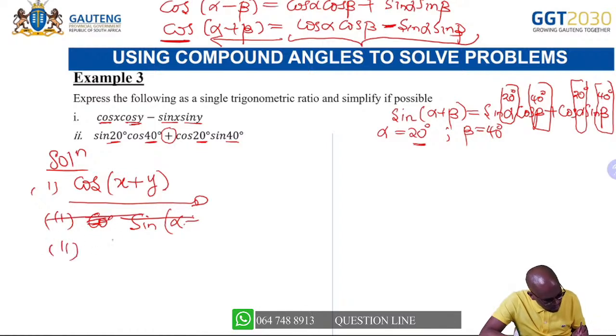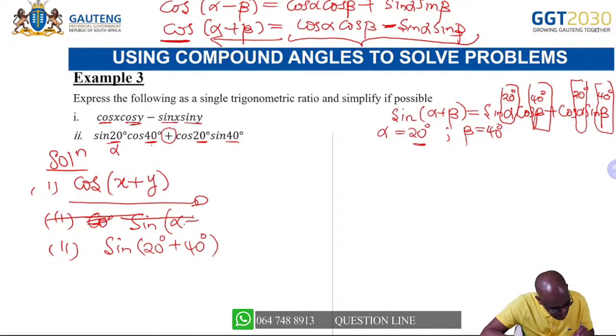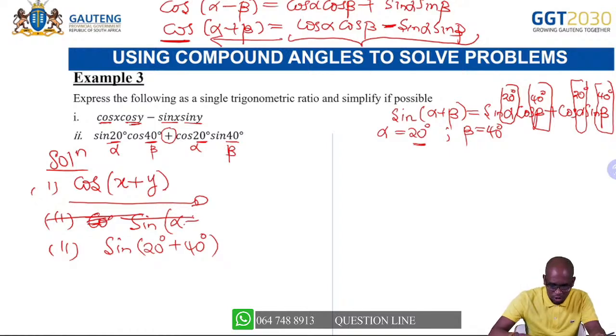Let me do it here. Sine, we said the first angle is alpha, and alpha we said it's 20. The second angle there is 40. The first angle is alpha, beta, alpha, beta. So that's how it's been used in the formula sheet. So you want to associate it with the one that is used in the formula sheet.